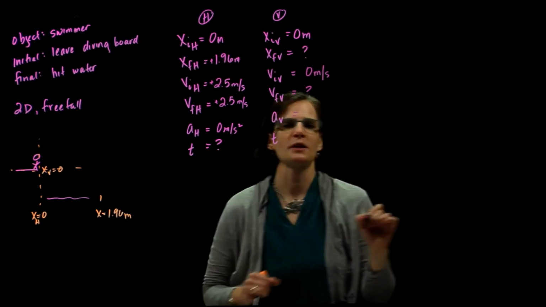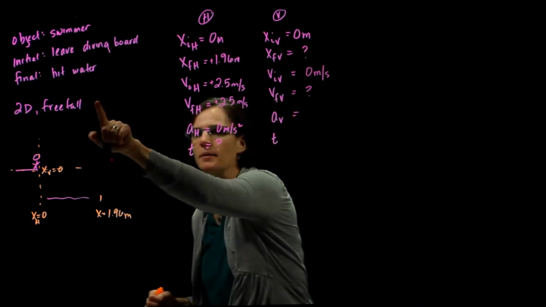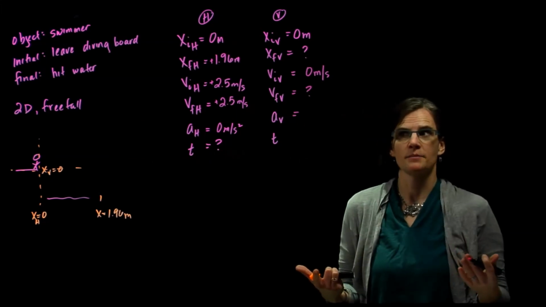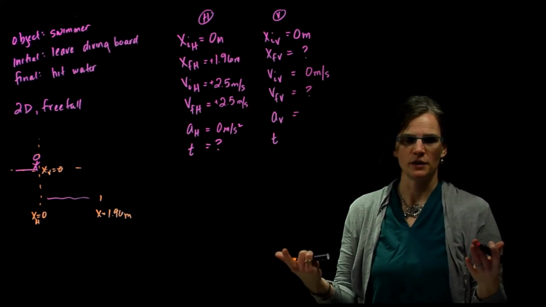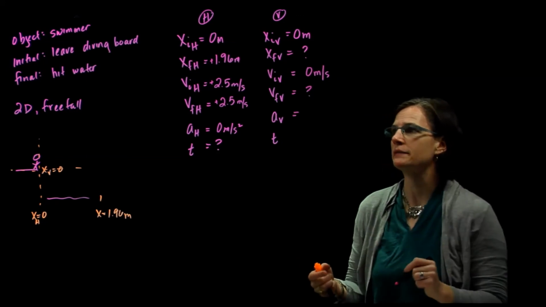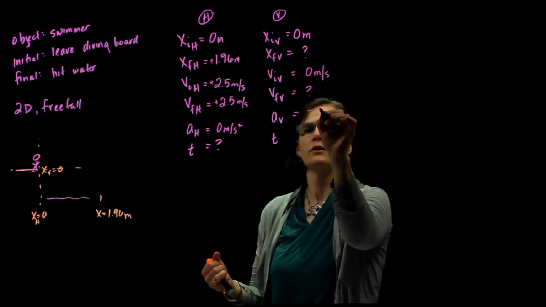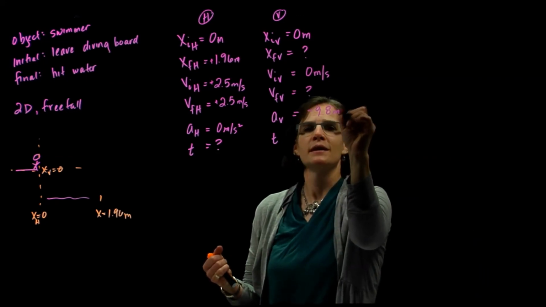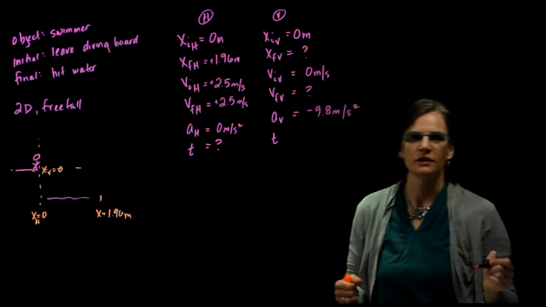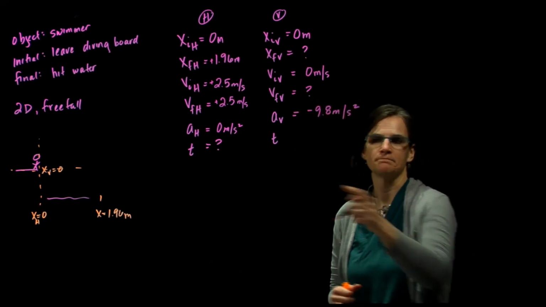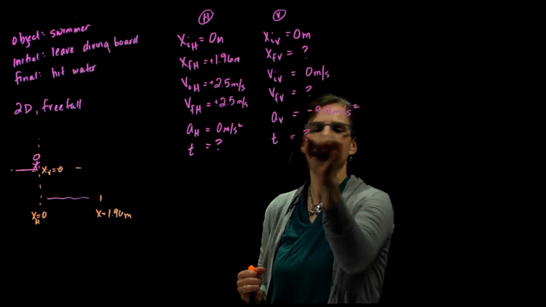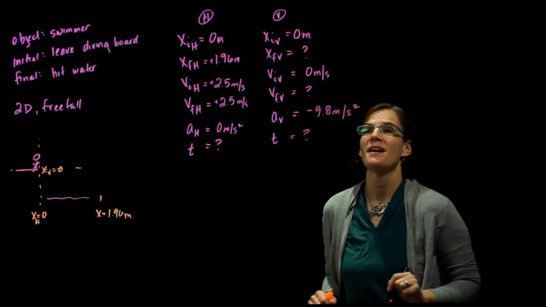Acceleration in the vertical direction. Well, we've defined the problem as being in free fall. That's the object is only under the influence of gravity once he starts leaving the diving board. And so our vertical acceleration is that which is due to gravity, negative 9.8 meters per second squared. And just like with the horizontal direction, we don't have any idea what the time is. Those two have to be the same.